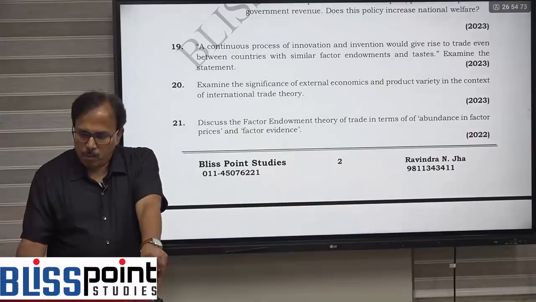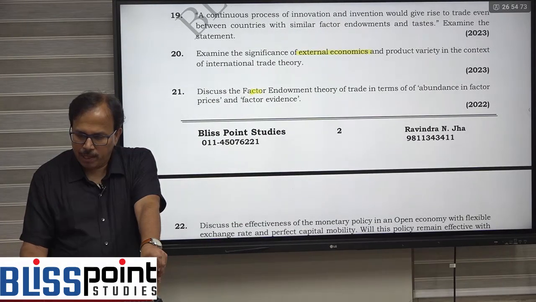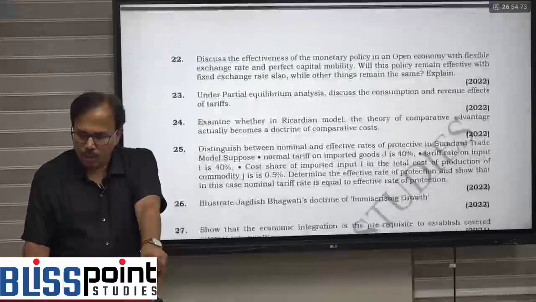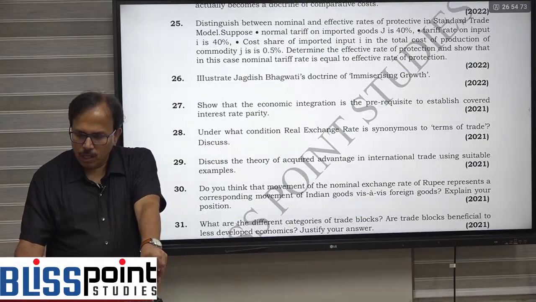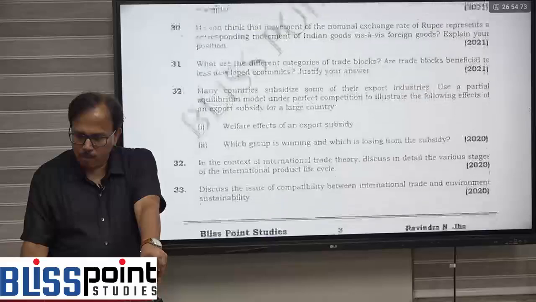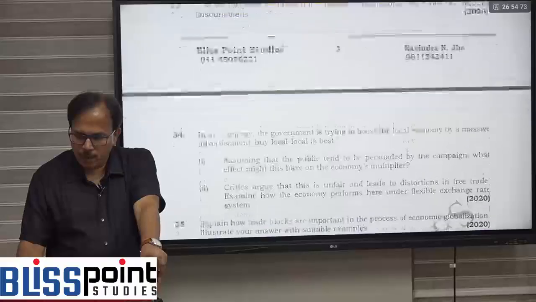Then external economies, look at the significance of the list prepared. About factor abundant, that is HO model, Ricardian model, emerging growth, acquired advantage in transfer trade, and product life cycle. I was referring to this technological gap model and product life cycle.